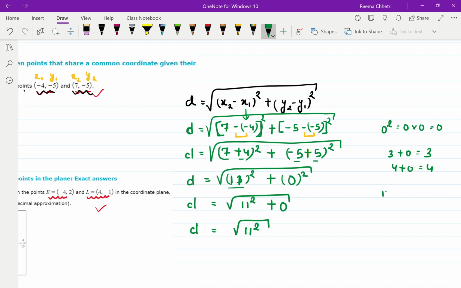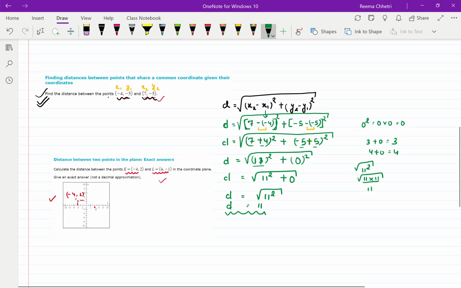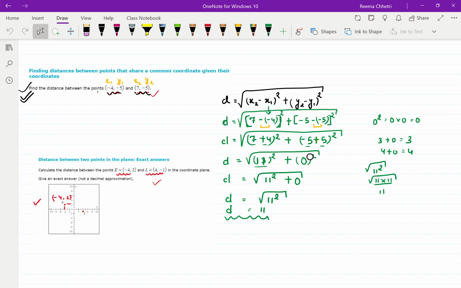You have done this in smaller classes in grade 7. If I say 11 square can be written as 11 times 11, and the square root of 11 times 11, two things are written a single time. So the distance between those 2 points is 11. So this is how you put the formula and solve it to find the distance between the 2 points. We have found the distance between the 2 points. Similarly, you can find the distance between the 2 points for this question also using the same formula.